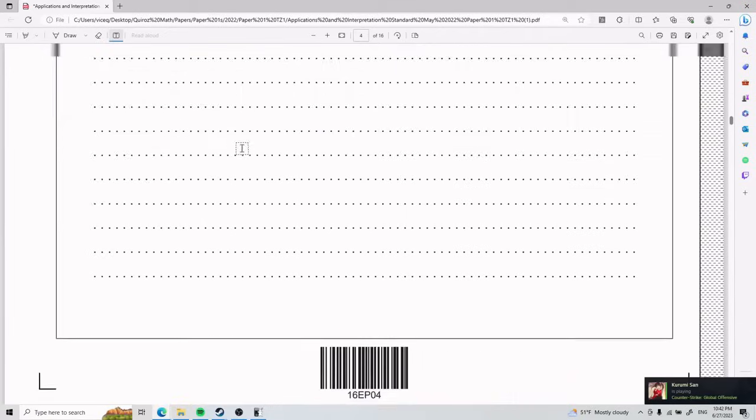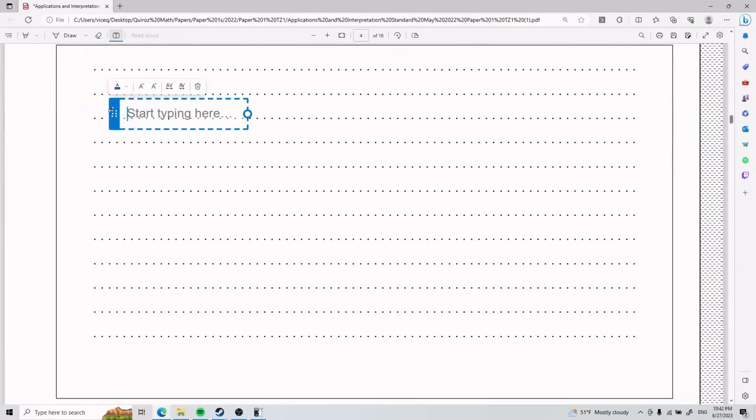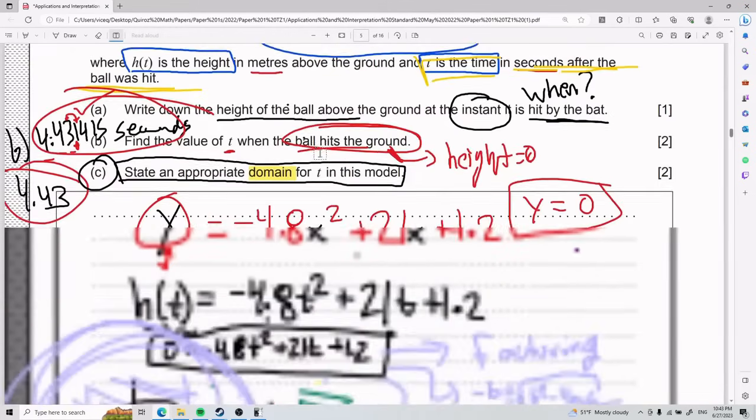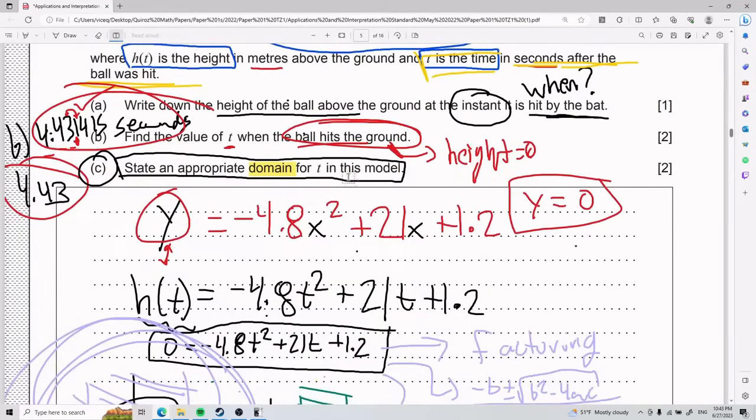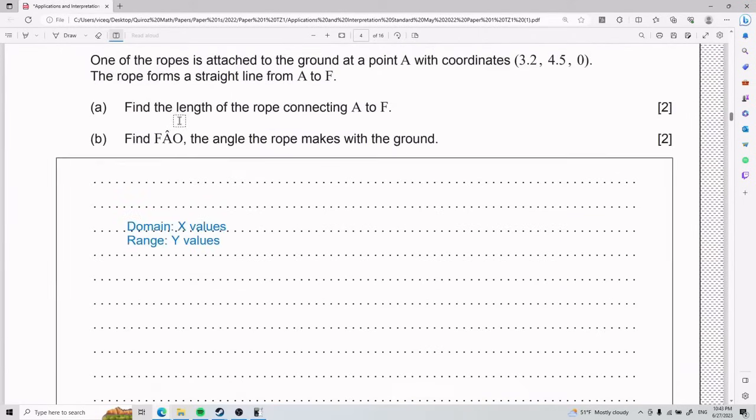Intuitively, there's more space up here, so I'll do it up here. Intuitively, when we talk about domain, it's going to be your x values. When we talk about range, that will be your y values. And so part C is asking to state an appropriate domain for T in this model. It says for T, which is like a hint, like, hey, it's about your x values. So for T.